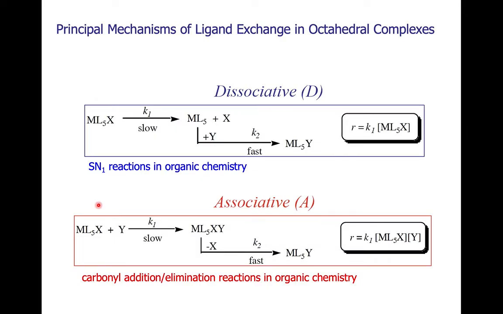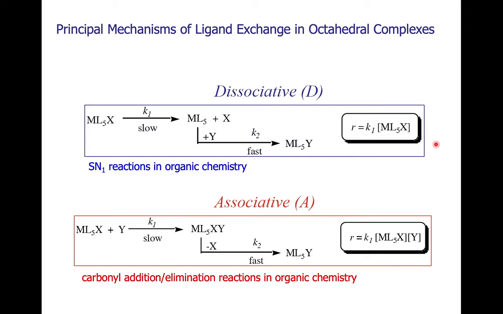All right, to summarize, principal mechanisms of ligand exchange in octahedral complexes. We start with an ML5X. The slow step is breaking the MX bond. The fast step is adding the new ligand, and so the kinetics depend exclusively on the concentration of the starting ML5X complex. Whereas associative, the slow step is addition of Y. Therefore, the concentration of both the starting complex and the identity of the Y ligand matter. And so this is the slow step. The second step is fast. So it's this first slow step that determines the kinetics.